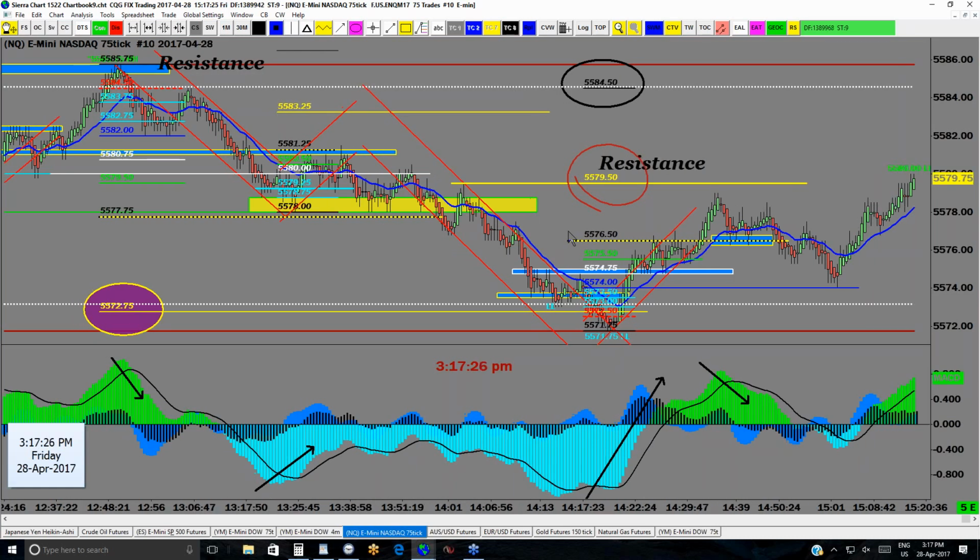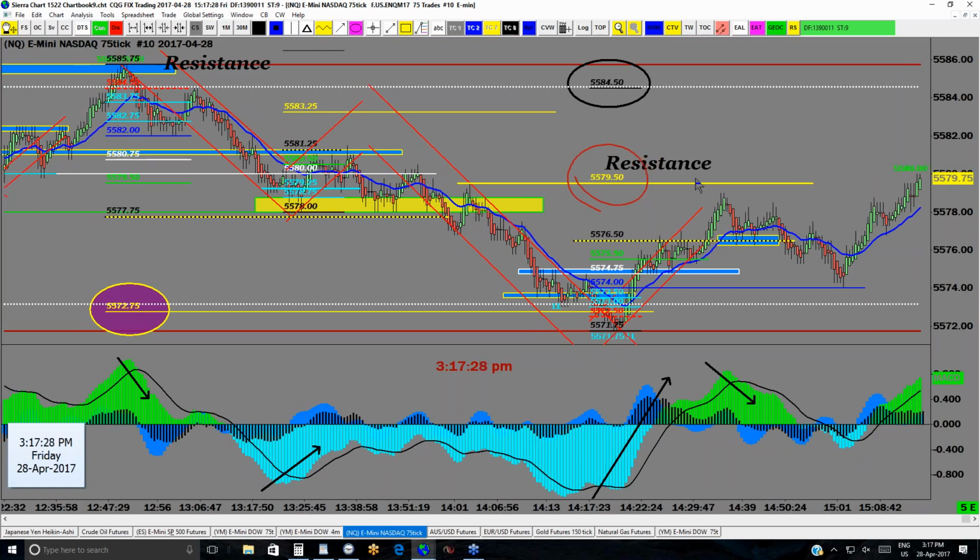So that's your next target there. We knew that this here was resistance, and the market loves to take out resistance. What we did have is a pullback to the 5574 here, and we were looking for this area here to hold as a support. I get that on there.